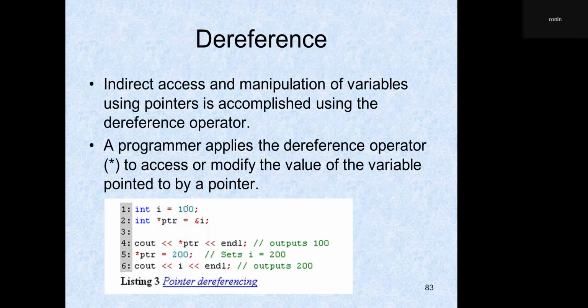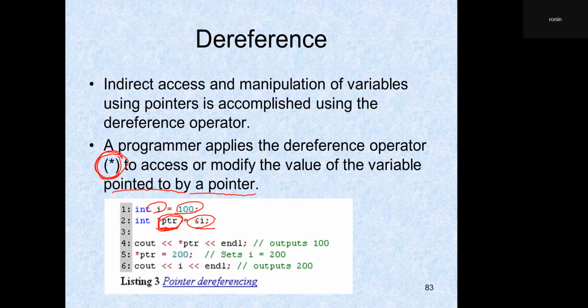Indirect access and manipulation of variables using pointers is accomplished using the dereference operator. A programmer applies the dereference operator, an asterisk, to access or modify the value of the variable pointed to by a pointer. Notice this operator. Here, i is an int variable. The value is 100. Then we get the address of i and assign it to ptr. ptr is a pointer.